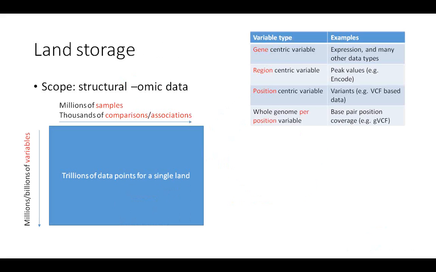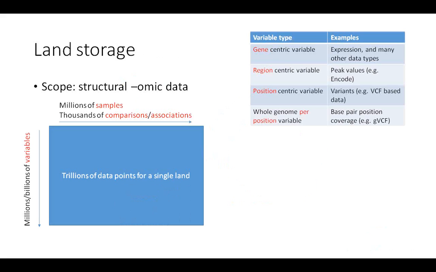The third and probably the most challenging variable type is what we call position-centric variables. Every single VCF file, for example, belongs to that category. You have a chromosome, you have a position on the chromosome, and then you have some sort of values associated with this variable. It could be just a genotype along with some sort of quality. It could be a p-value, effect size, some other information associated with some sort of association.